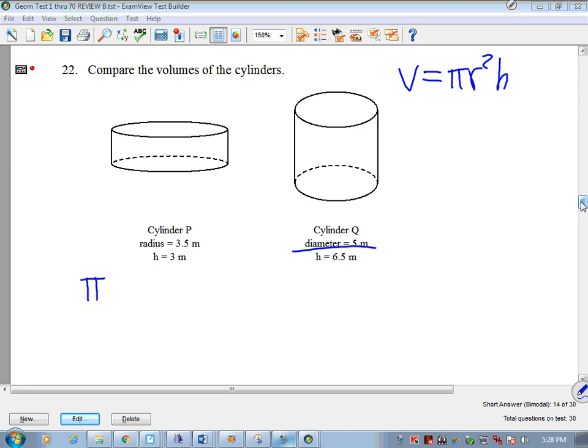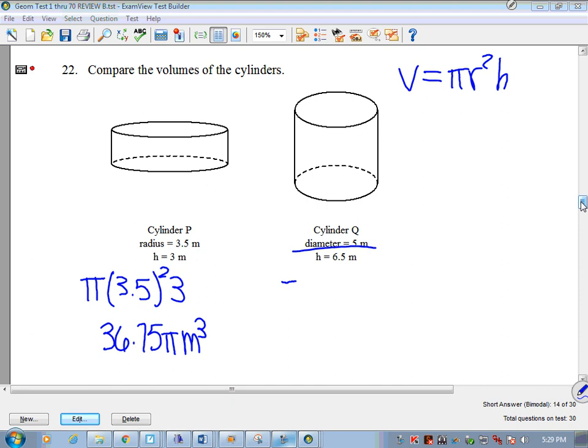Pi times 3.5 squared times my height of 3. Okay, take my calculator. 3.5 squared is 12.25 times 3 is 36.75 pi meters cubed. Okay, and it doesn't matter as long as I do the same thing over here.